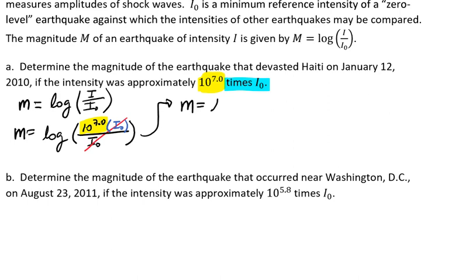Thus, we're able to say that m equals the log of 10 to the 7.0 power. And because our log here has a base of 10, because it's a common log, and here we have a base of our exponent of 10, we are then able to cancel those out, and it's going to tell us that the magnitude was a 7.0. So the magnitude of the earthquake that devastated Haiti on January 12th of 2010 was a 7.0.